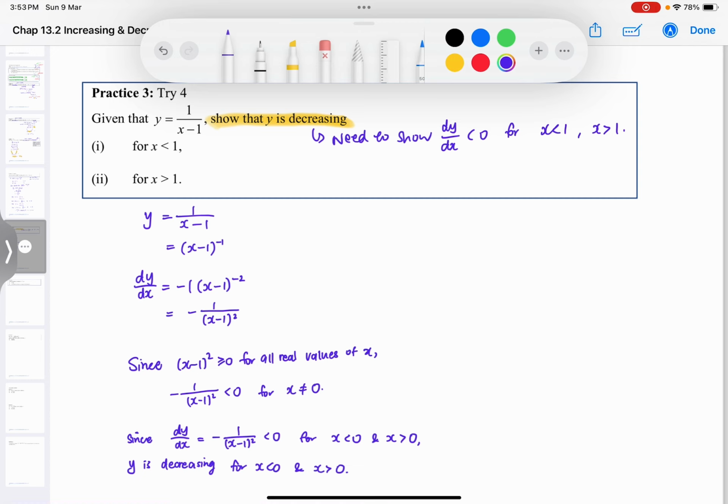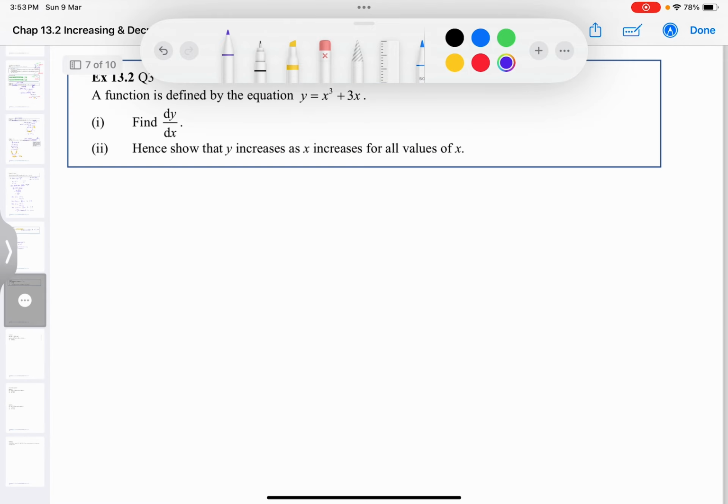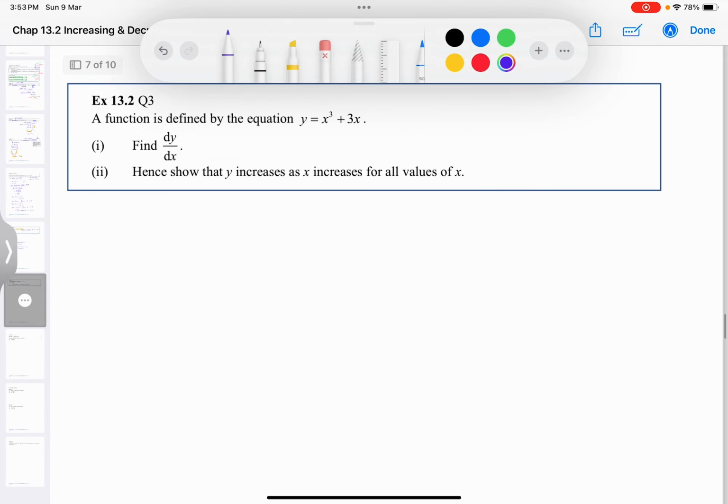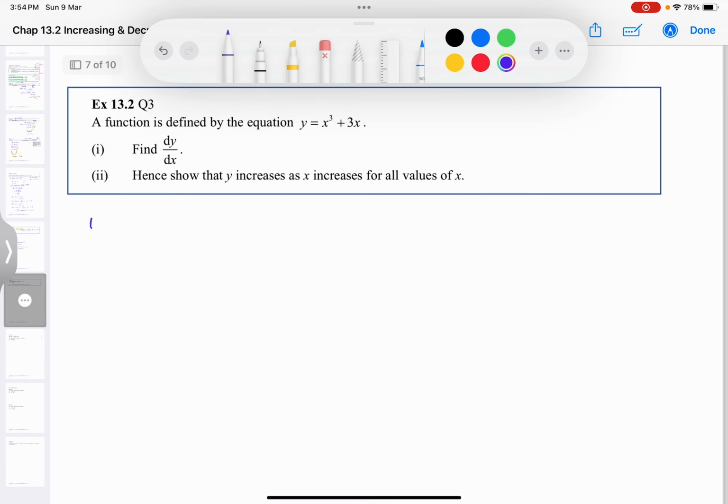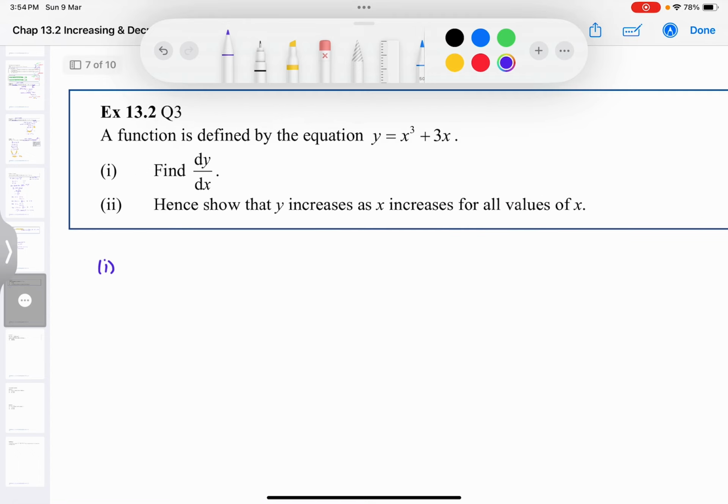Okay, if everything is okay, we can move on to our next example. Exercise 13.2 question 3. So there is an equation y equals x cubed plus 3x. You're asked to find dy dx. Okay, so part 1, straightforward. You literally just differentiate the function with respect to x using your power rule.